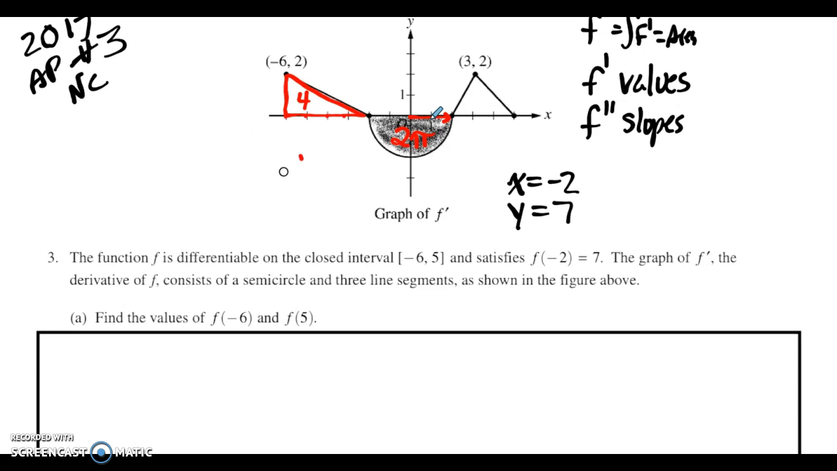Then I come to this next part. I've got a triangle, 1/2 times the base, which is 3, times the height, which is 2. 3 times 2 over 2 is 3.